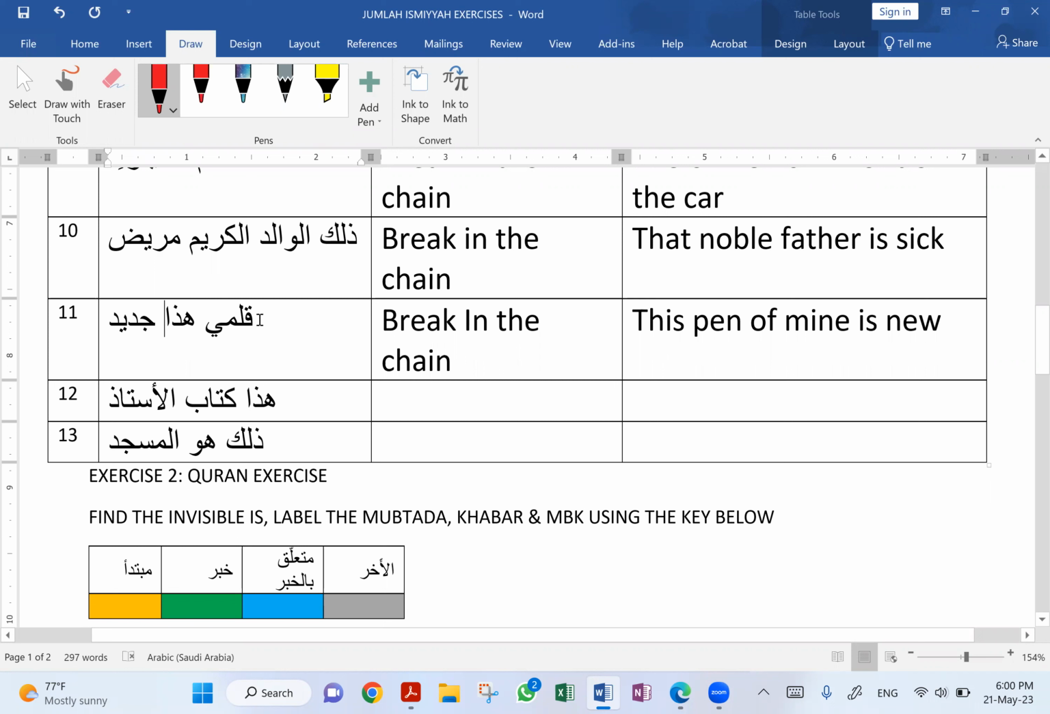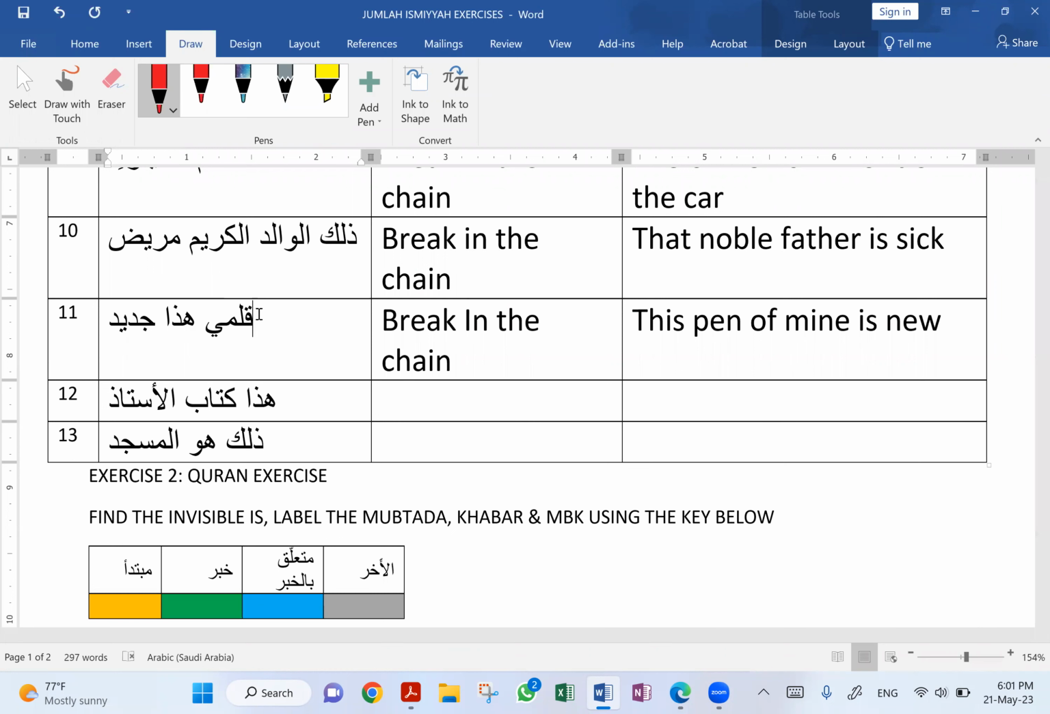Okay. So we have to understand where the fragment ends. We want to point at this pen. I want to point to my pen. I want to say this pen of mine, something about it. But I can't point at it because qalami, my pen, is an idafa, and it cannot be proper. I cannot put an al here because we know mudaf does not take an al.